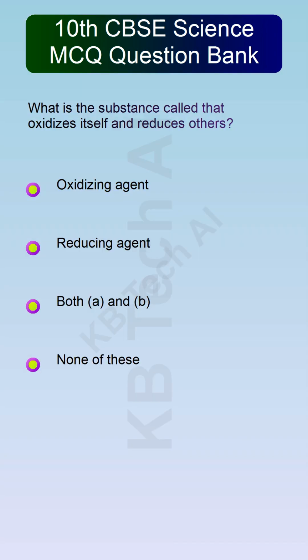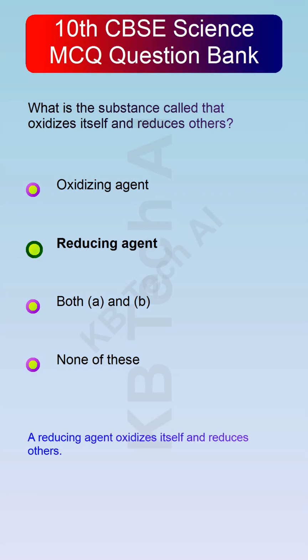What is the substance called that oxidizes itself and reduces others? Option 1, oxidizing agent. Option 2, reducing agent. Option 3, both A and B. Option 4, none of these. The answer is, Option 2, reducing agent.